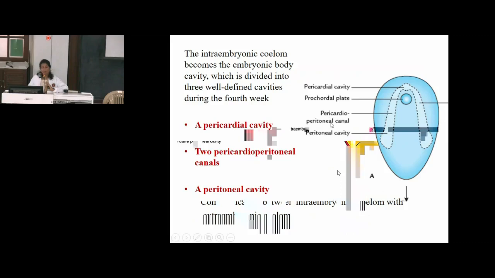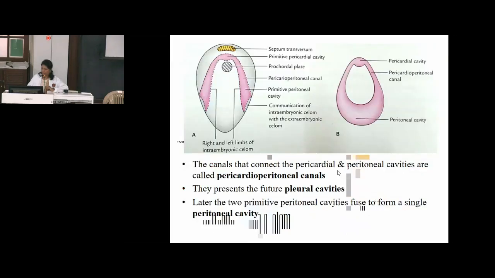The pericardio-peritoneal canal forms the pleural cavity. While the coelomic duct, which is the rest of this intraembryonic coelom, gets fused to form the peritoneal cavity. Okay. So what is happening here? The canals that connect the pericardial and peritoneal cavities are called the pericardio-peritoneal canals. Now, when you take this space outside, we can see the shape is like this, and this is the communication between the pericardial and the primitive peritoneal cavity. Okay.